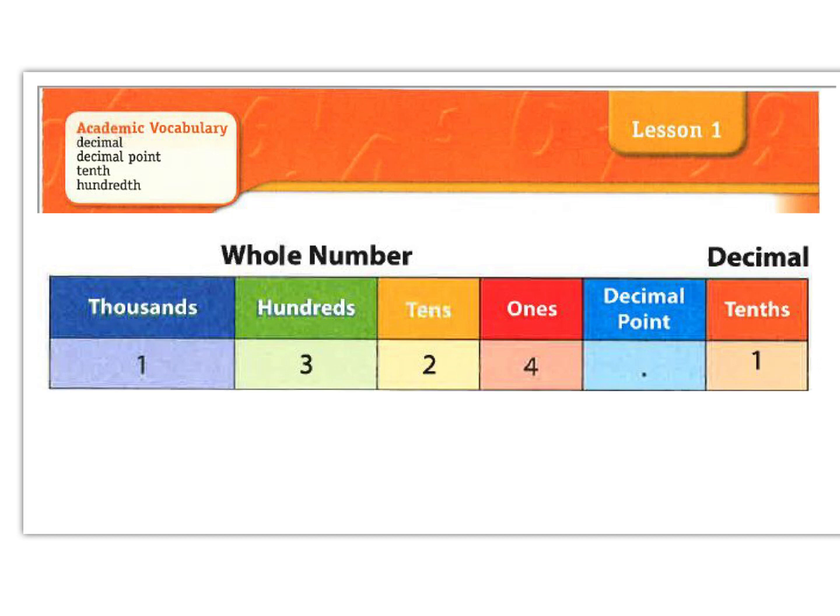Here are some of our vocabulary words. So we see decimal, decimal point, tenth, hundredth. Well, when we look at this, we can see that we have a whole number here. Here's the whole number. We know ones, tens, hundreds, thousands. So 1,324. That is the whole number. 1,324. Well, then we have now a decimal point right here.